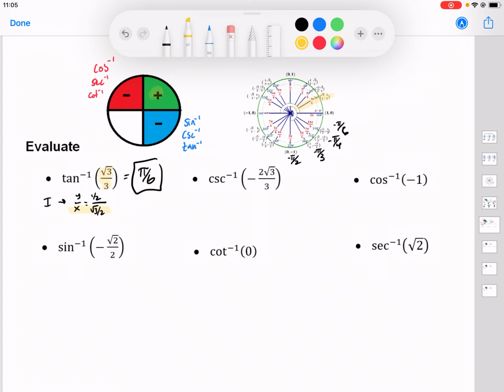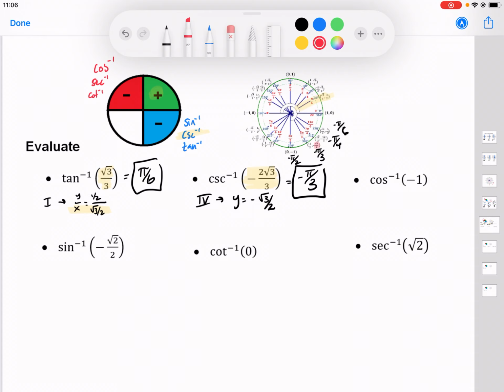Okay, next one, cosecant is the reciprocal of sine, and it's going to be in the fourth quadrant since this one is negative. And it's the reciprocal of sine, so it's the reciprocal of y, which means that the reciprocal of this would be negative square root of 3 over 2. So I'm looking for a coordinate that's got negative square root of 3 over 2 as my y value, and that would be negative pi thirds. Remember, you cannot write 5 pi thirds, you have to write negative pi thirds. That's only true for the ones in the fourth quadrant.